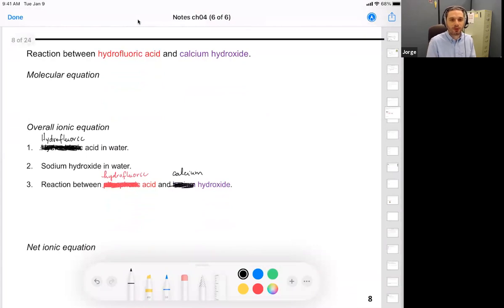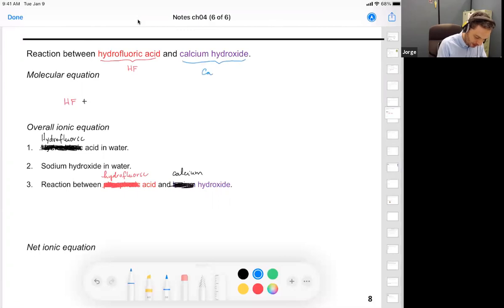Let's do one more example here. So we are tackling here first the molecular equation. Now it's the reaction between hydrofluoric acid and calcium hydroxide. Hydrofluoric acid, HF, reacting with calcium hydroxide.